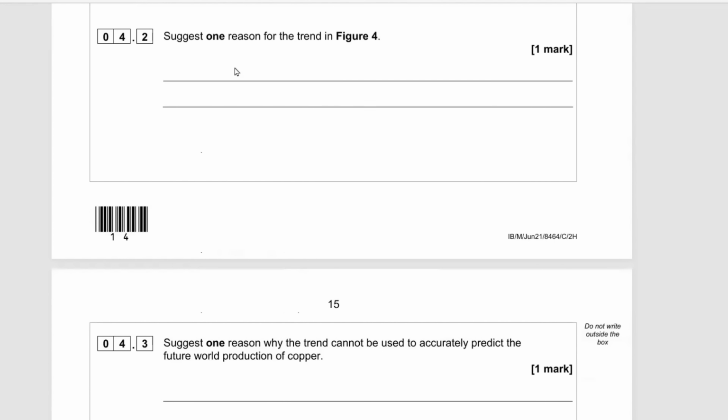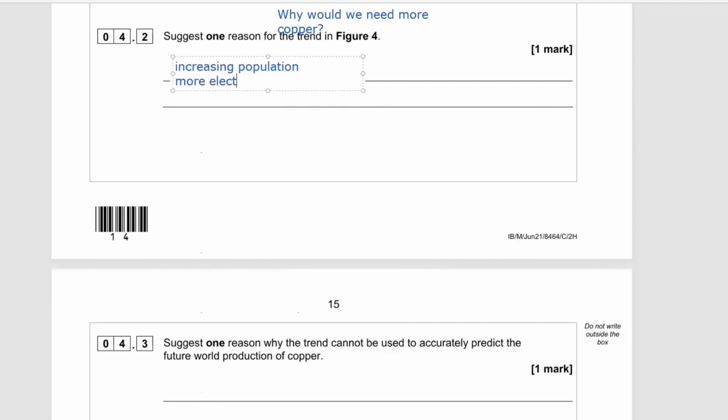Okay, let's go to 4.2. Suggest one reason for the trend in figure 4. So why don't you think about it? Why would we use more copper nowadays than we used to in the past? What has changed about the earth? Why we need more copper? And any kind of point you can come up with will get you the mark here. Pause, have a think. Okay, I'm going to go through the answers. So basically the human population has increased, right?